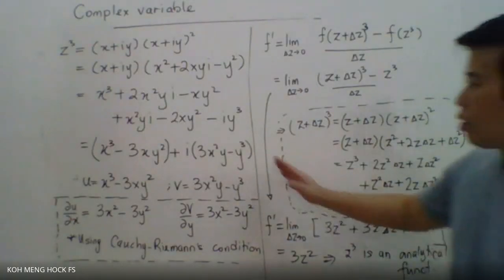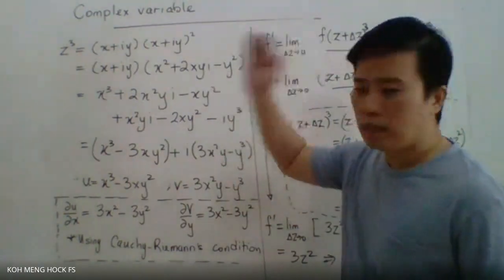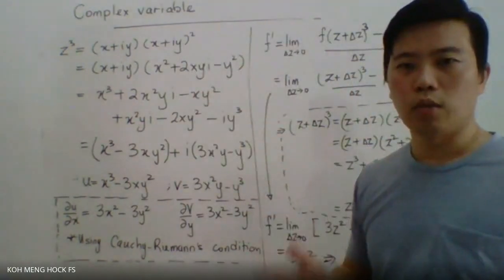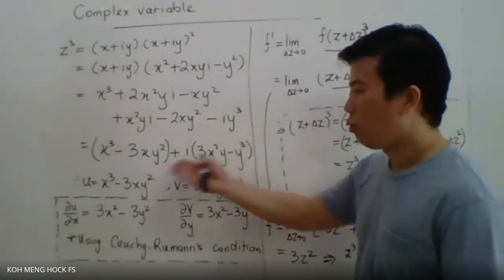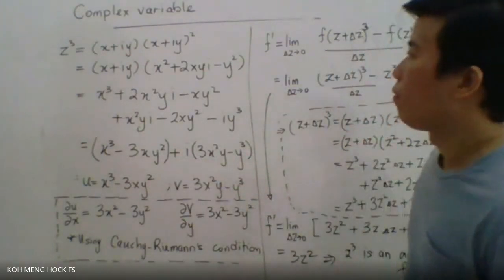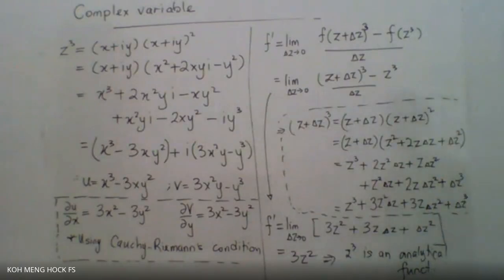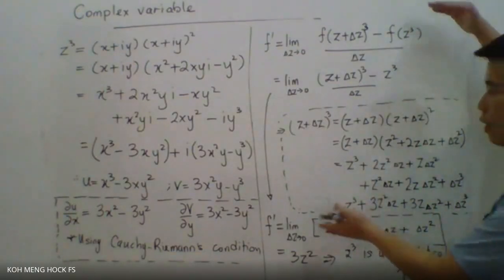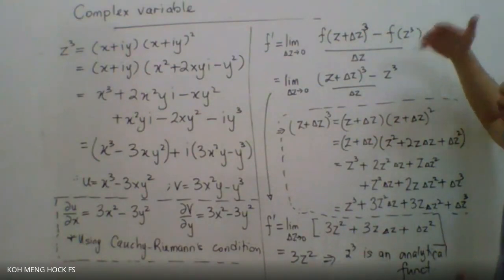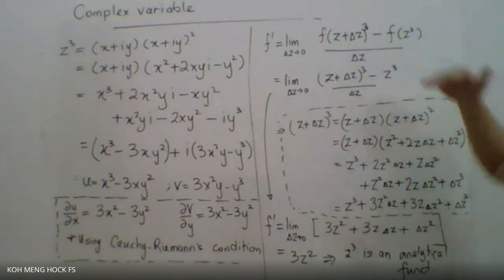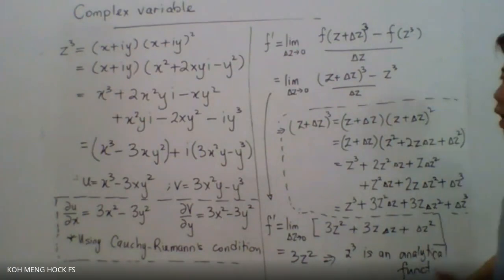So now, this is to answer question number 1. They ask you to find the real and imaginary part. So this is the real and the imaginary part of this function z to the power of 3. So on the right hand side, I want to show whether this function is analytical or not. Okay, and I use the same approach that we did earlier.